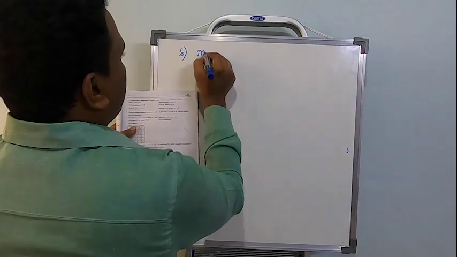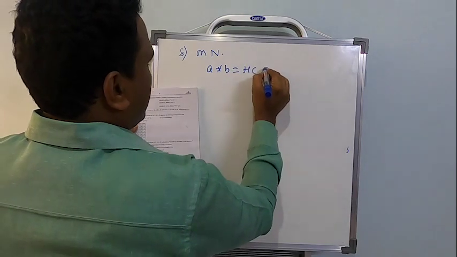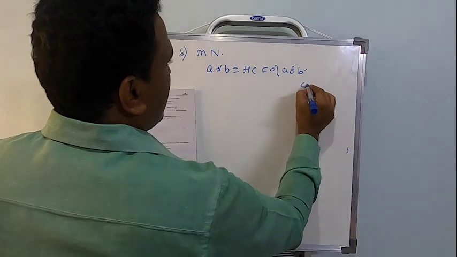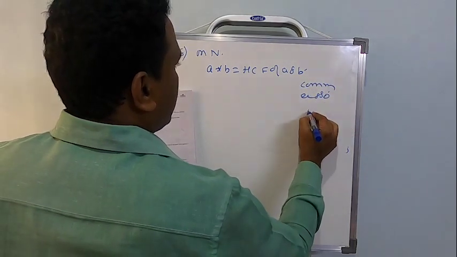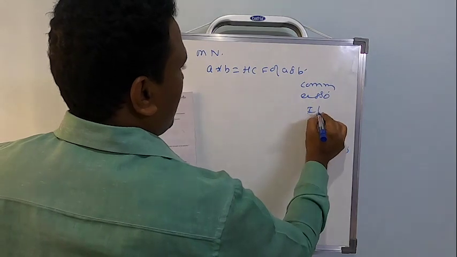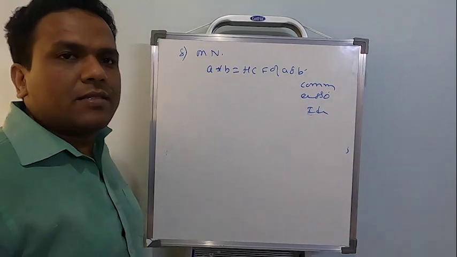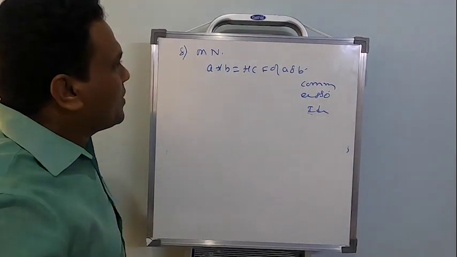So on N, that is on natural numbers, A star B is defined as HCF of A and B. Is star commutative? Is star associative? Does there exist identity? We have to check three things. Is star commutative? Is star associative? Does there exist identity? Fine. Let us check one by one.